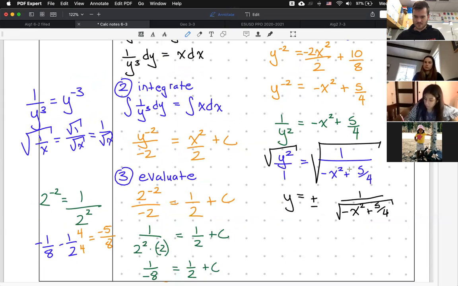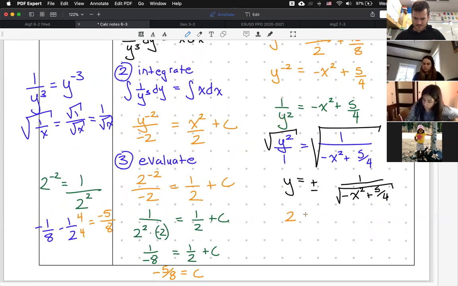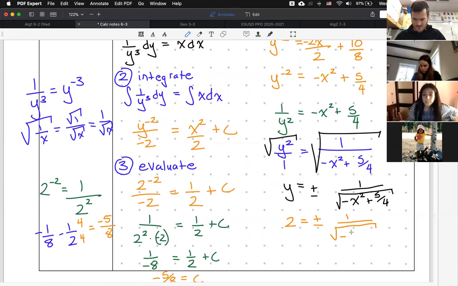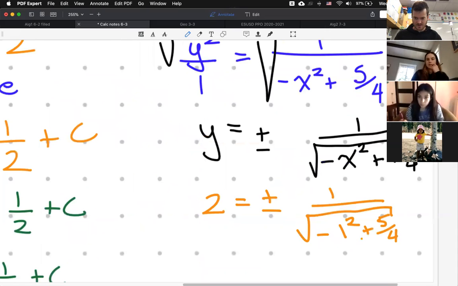Would it just be 2 equals 1 over the square root of negative 2 squared plus 5/4? I think x is 1, right? So it should be 1, yeah. So negative 1 squared plus 5/4. And then you have to do a little bit of simplifying again. Let's zoom in here to get some help.